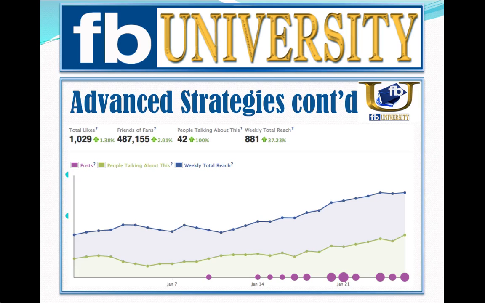Here's one aspect of what the insights look like. It tells you total likes and friends of fans: how many people are fans of yours, and how many people are friends of those fans. It also shows how many people are talking about it. There's a whole bunch of different metrics you can use to find out what's working and what's not on your page. You want to pay attention to this and obviously increase what works and decrease what doesn't.